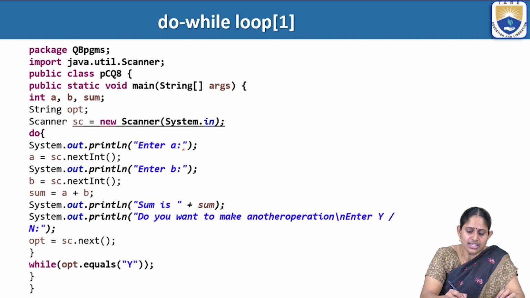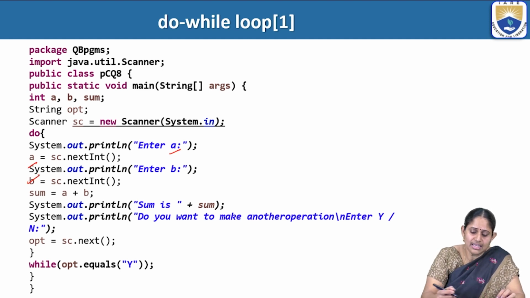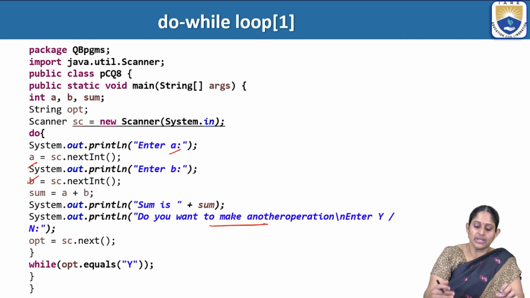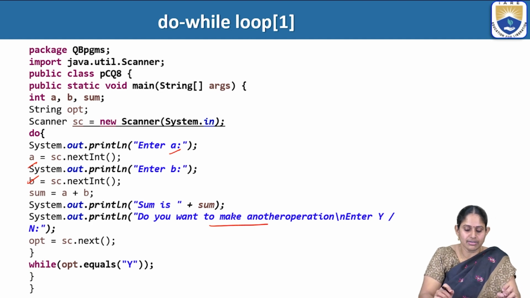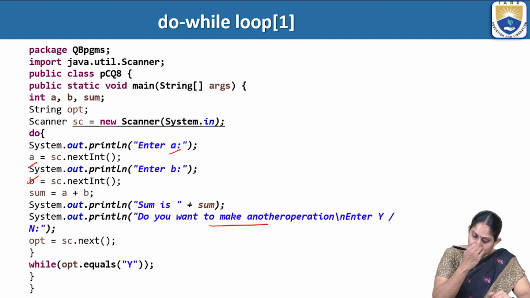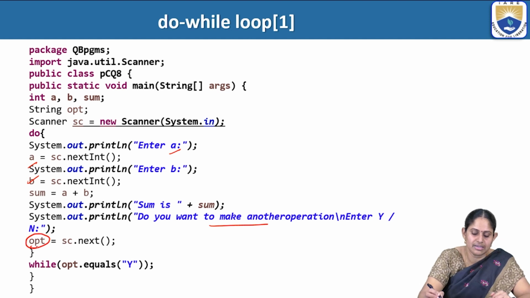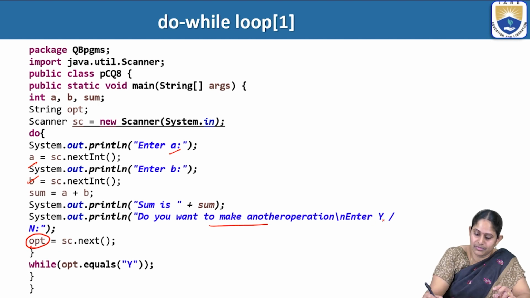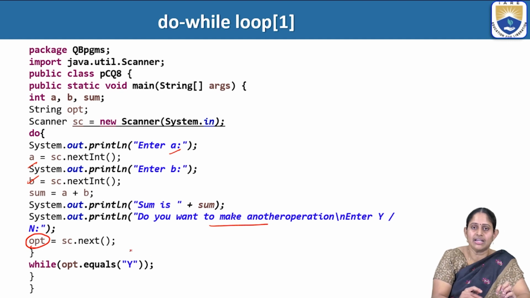So here we are reading two numbers A and B. Then we'll find the sum, and the main thing is that you have to check whether we have to continue or not. For that reason, we are making use of a do while loop. So here we need to check whether we have to continue or not. For that, we are making use of a variable opt. If we want to continue, we have to give y for yes. If it is equal to y, then we'll repeat this loop. Or else if we give any value other than y, then it will exit the loop.